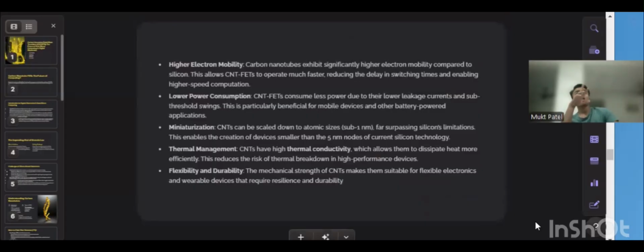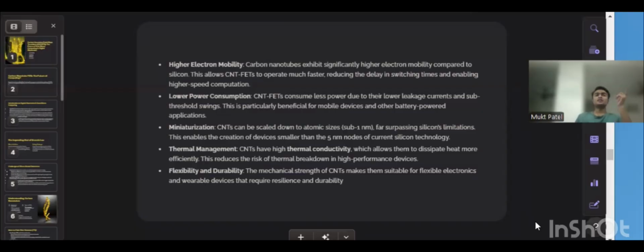Second, higher electron mobility. Carbon nanotubes exhibit significantly higher electron mobility compared to silicon. This allows CNT FETs to operate much faster, reducing the delay in switching times and enabling higher speed computation. Lower power consumption: CNT FETs consume less power due to their lower leakage currents and sub-threshold swing.